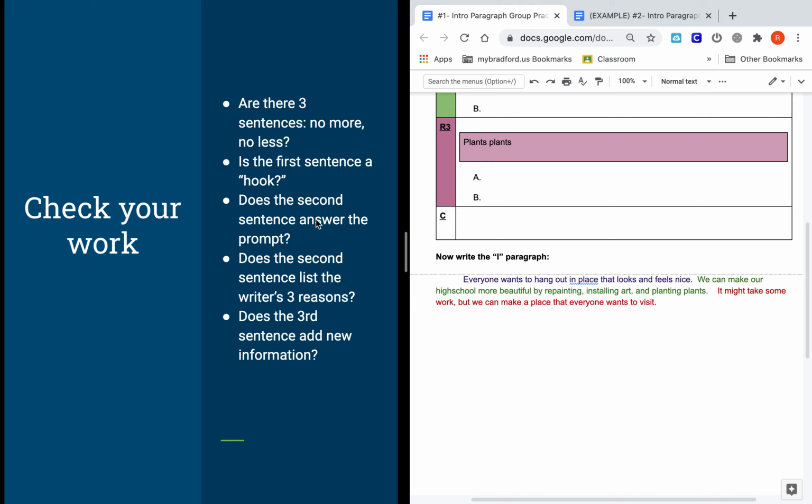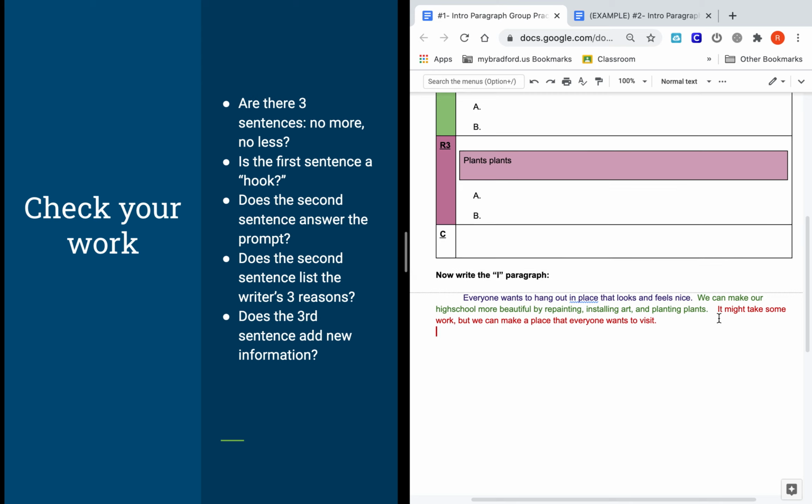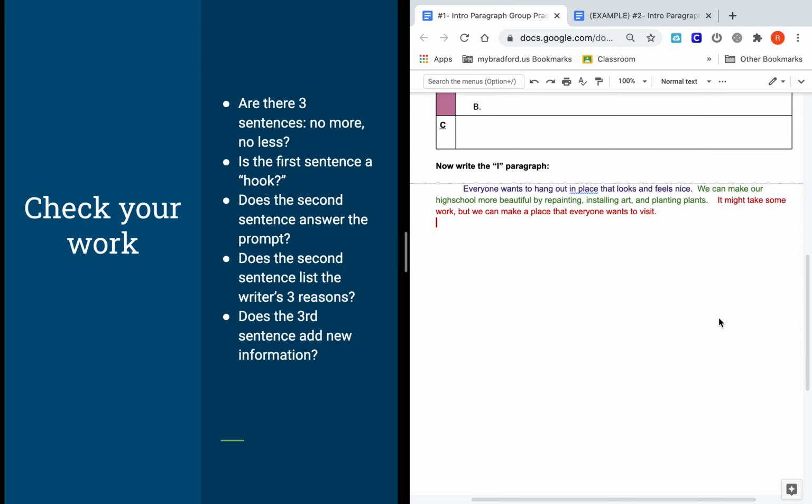Does the second sentence answer the prompt? I said we can make our high school more beautiful by. Yes, that answers the prompt. And does the second sentence list the writer's three reasons? Yep. Repainting, installing art, planting plants. And does the third sentence add new information? Yes, I said it might take some work, but we can make a place that everyone wants to visit. So that's how you write an I paragraph.